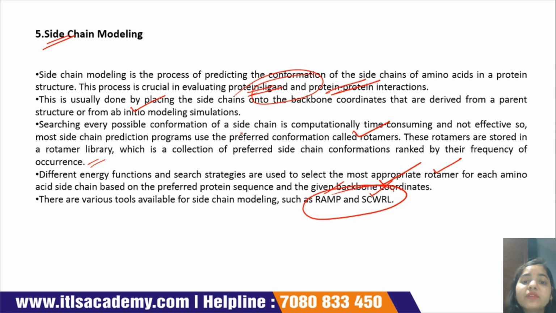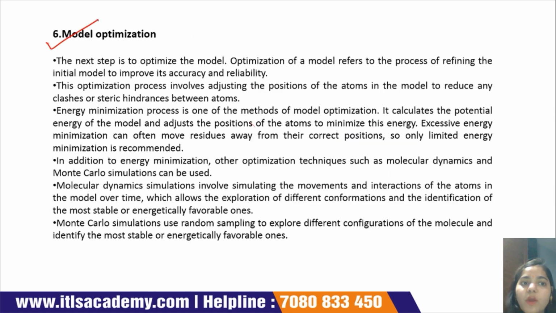Through performing this, the rotamer library plays a most important role in building the side chain of a target protein. Okay, now model optimization. The next step is to optimize the model. Optimization of the model refers to the process of refining the initial model to improve its accuracy and reliability. To improve the reliability and accuracy of the model, we use model optimization.